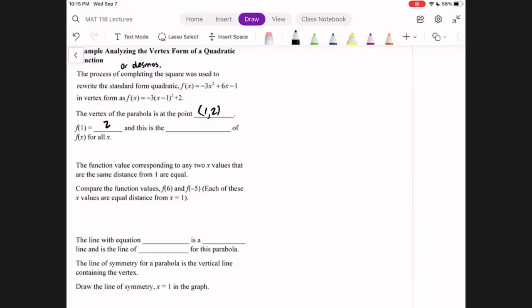Okay. So in this problem, they're saying that f of 1 equals 2. We saw that in the Desmos, that this is the maximum. Right, so it's the max value for the whole function. Okay. So the function value corresponds to any two values at the same distance from 1 are equal, which is true. So if you looked at f of 6 and f of negative 5, you'll see 6 and negative 5 are the same distance from 1.